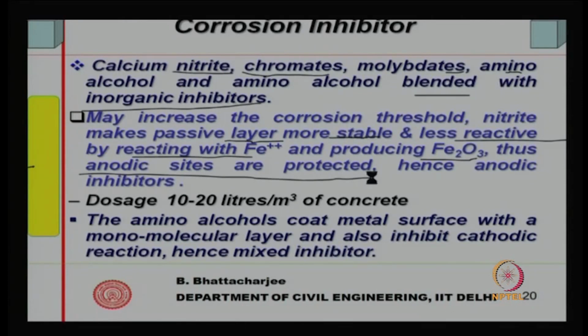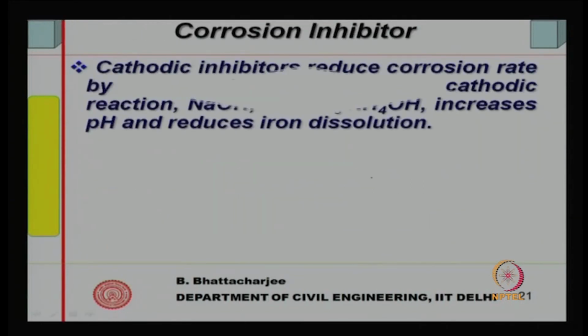and hence are mixed inhibitors. Now, what is the cathodic reaction? Cathodic reactions are essentially the reaction between oxygen and water, absorbing electrons to form hydroxyl ion. So, if you can stop that reaction, that is, if the cathodic reaction is stopped, then the anodic reaction will automatically stop. Somewhere in the circuit you have to break it. So, cathodic inhibitors reduce the corrosion rate by inhibiting the cathodic reaction of oxygen and water, which takes electrons to form hydroxyl ion.